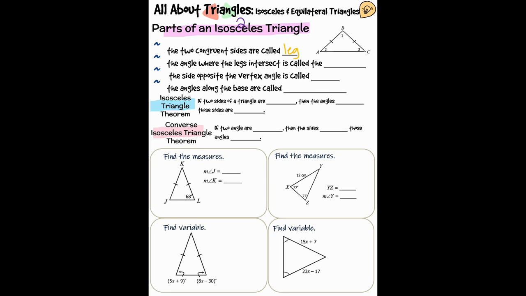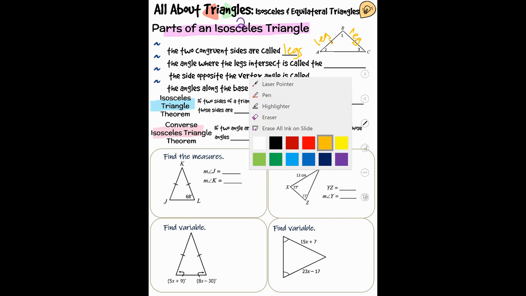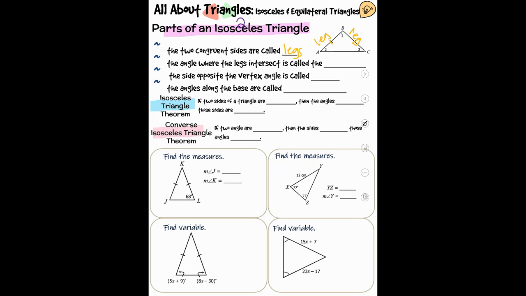So let's look at this triangle we got over here. We got an isosceles triangle, A, B, C, and we have these little tick marks. Remember, that means that they're congruent. So these are our two congruent sides, and they are called our legs. The angle where the legs intersect is called, so this angle right here where the two legs meet, it's called the vertex angle.